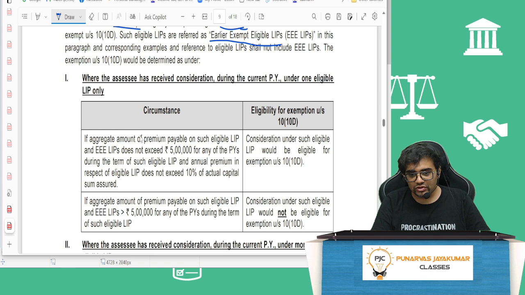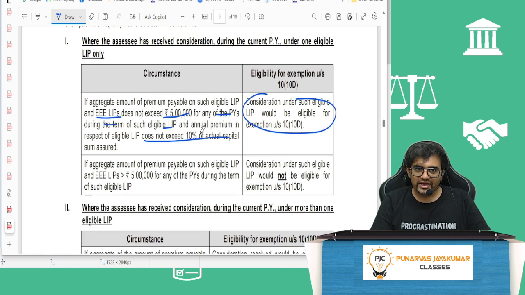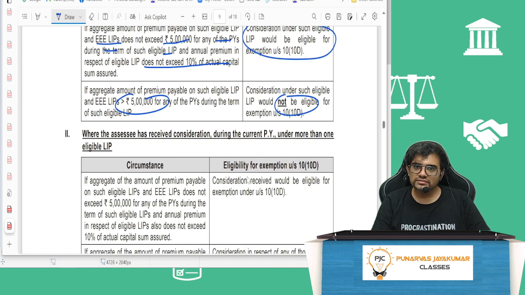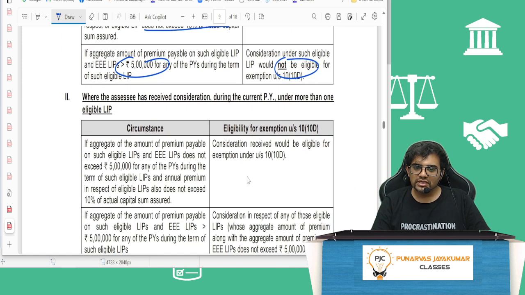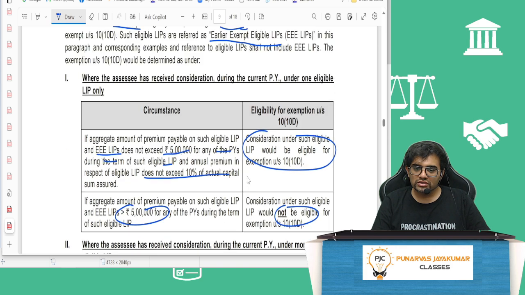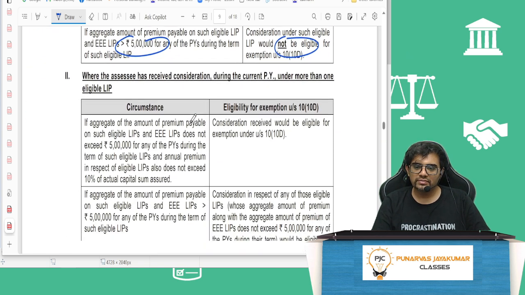If aggregate amount of premium payable on such eligible LIP and ELIP does not exceed 5 lakh for any of the previous year, and it does not exceed 10% of actual sum assured also, it will be eligible for exemption. Aggregate amount of premium payable on such eligible LIP is more than 5 lakh and not be eligible for exemption. Same logic. Similarly, you have done more than one. This is only one eligible LIP. This is more than one eligible LIP. Same logic.